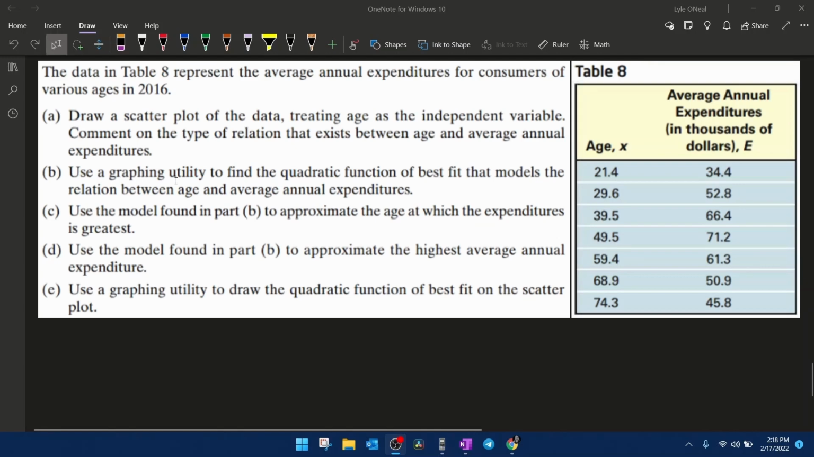Part B, use a graphing utility. I think they're referring to a graphing calculator to find the quadratic function of best fit that models the relationship between age and average annual expenditures. So again, notice that they are asking us to find a quadratic function that best fits this data. You can use a graphing utility, but what we're going to use is our Casio that I normally use in my videos and show you that it does this just as well.